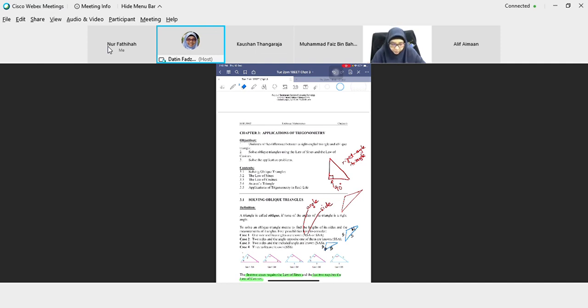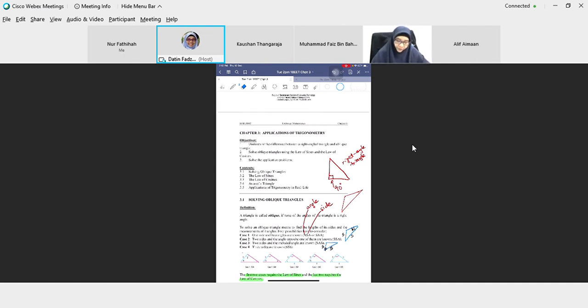On Tuesday, we were talking about solving oblique triangles. Basically, we said that an oblique triangle is a triangle in which none of the angles inside the triangle is 90 degrees. So that is what we call oblique triangles. When you want to solve for oblique triangles, we said that we have four cases.